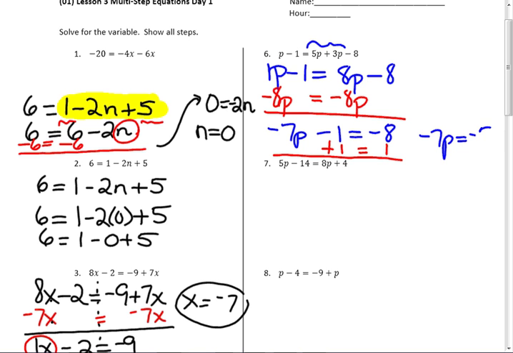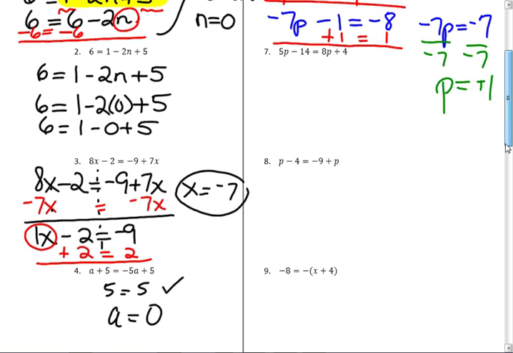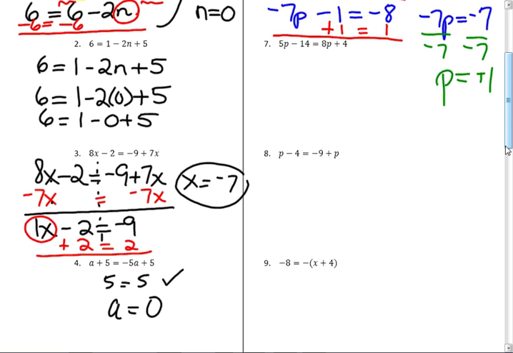Negative 7. And then either by inspection, because I know what p is right now. What makes that true? I'm making you think differently, aren't I? What makes that true? 1. Yes, you can do this. If you don't want to think, then don't. Positive 1. See? Made a mistake. Silly mistake. 7 and 8 are very similar. Are we okay with those?